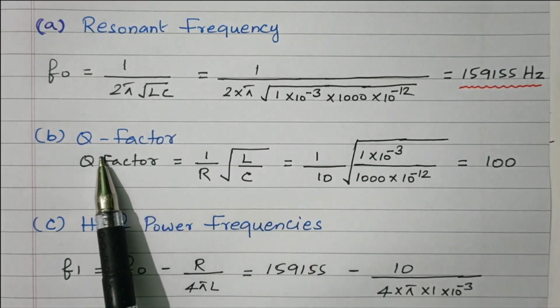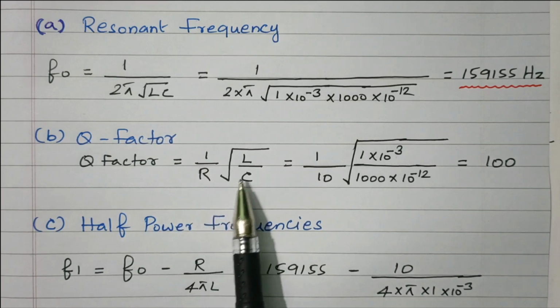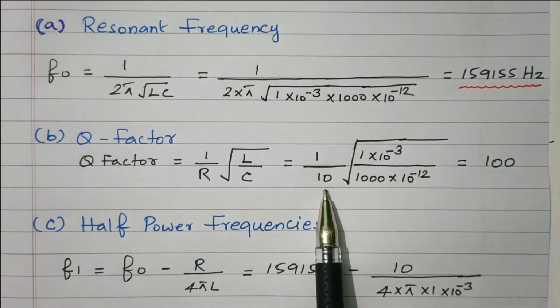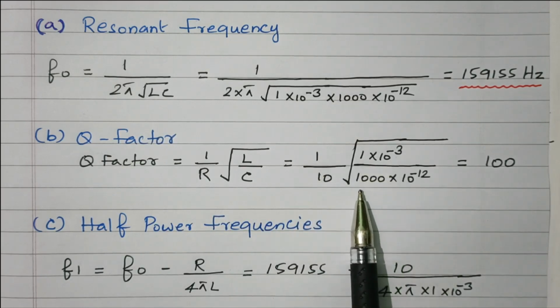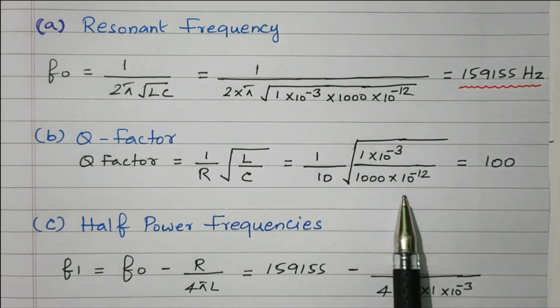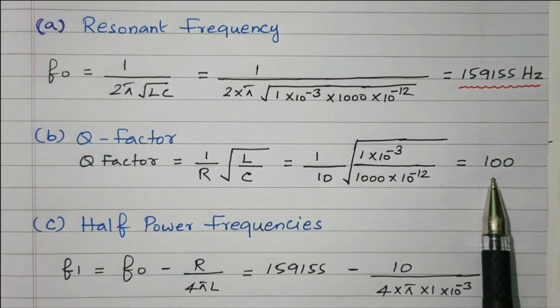And we'll go to the Q factor, quality factor. The formula is 1 by R into square root of L by C. So that is equal to R value is 10, L is 1 into 10 to the power minus 3, C is 1000 into 10 to the power minus 12. So while simplifying we got 100. So the quality factor is 100.